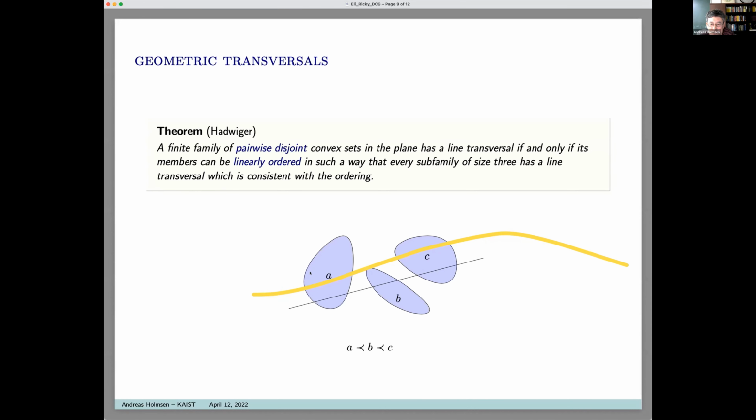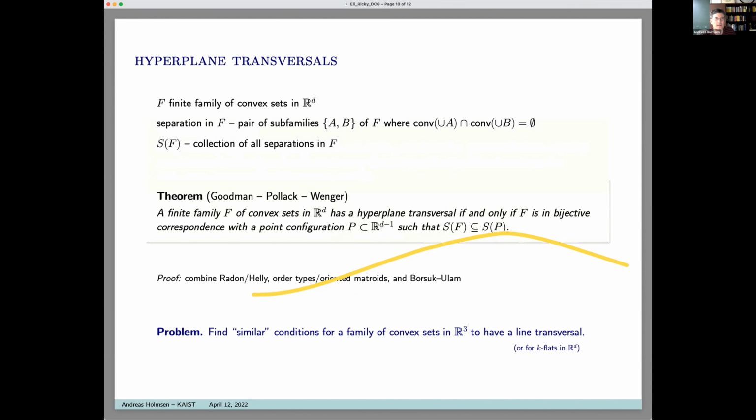But soon after, a student of Ricky, I think, Rephael Wenger, managed to get rid of this pairwise disjointness condition as well, right? And so I'll state their theorem in sort of the most general form, the culmination of all of their combined efforts. And so I need to introduce just a few notions.